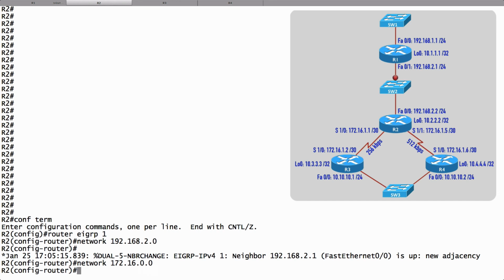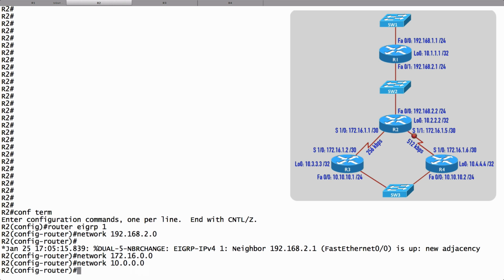In fact, we could do that with our loopback interface. Let's say network, and since the IP address begins with a 10, we know it's a Class A network, which has a classful mask of 8 bits. So I can just say 10.0.0.0 and not specify a wildcard mask, and that's going to make loopback 0 participate in this EIGRP process. So you see the network statements don't have to be an exact match for the subnet of each of our interfaces. They just need to encompass the IP address of the interface. We're done on router R2.